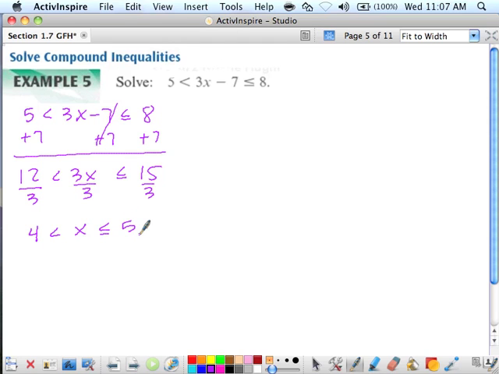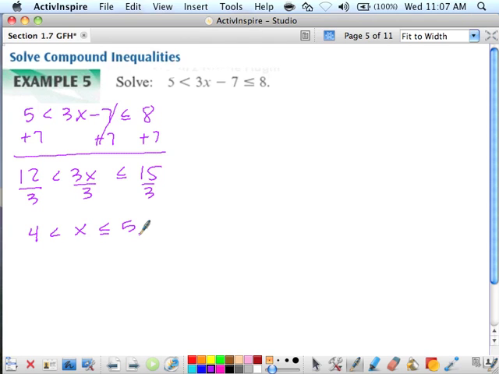In words, tell me what x can be. Can it be 4? Can't be 4. Could it be 4.5? Yes. Could it be 4.2? Yes. Could it be 4.7? Could it be 5? Yes. So it could be everything in between 4 and 5, but not 4. But it could be 5. Got it? We all understand what that means.